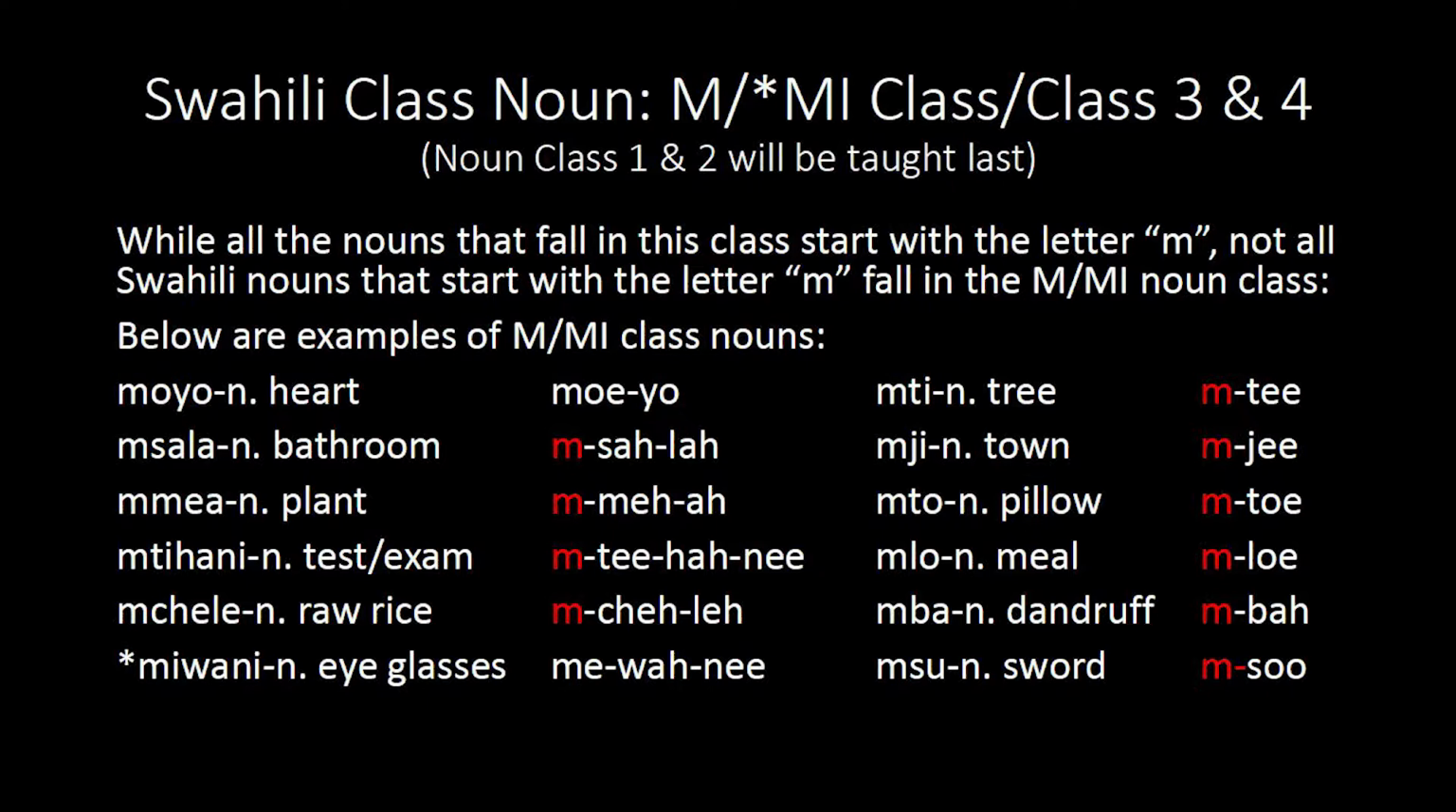G is town. G is town. To is pillow. To is pillow. Lo is meal. Lo it's meal. Umba it's dandruff. Umba, dandruff. And finally umsu, sword. Umsu, sword.